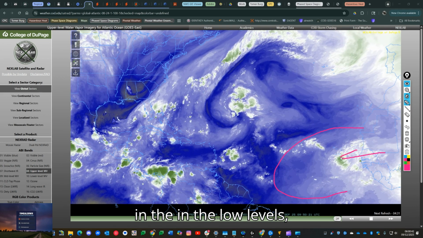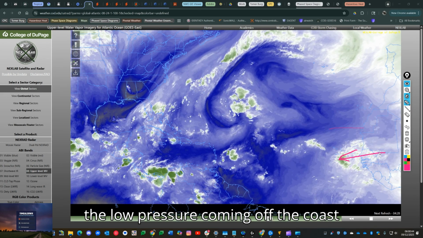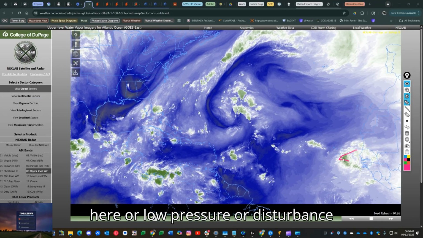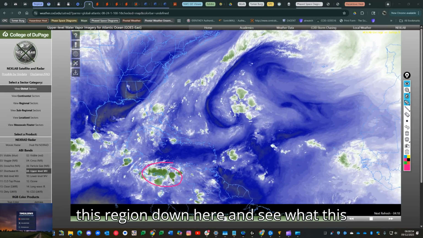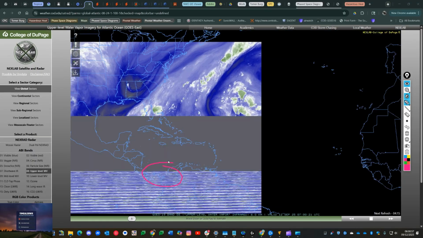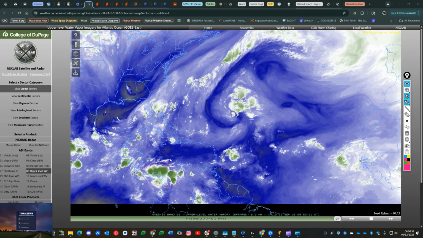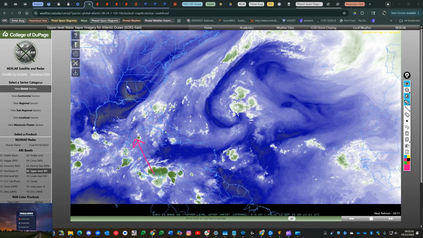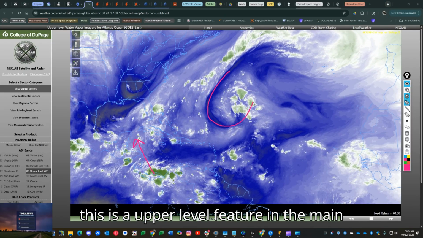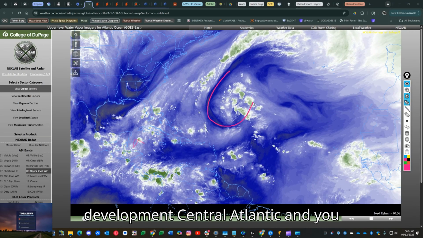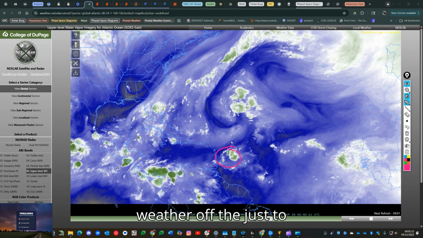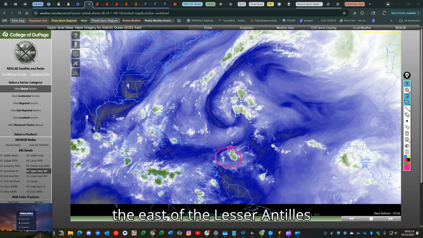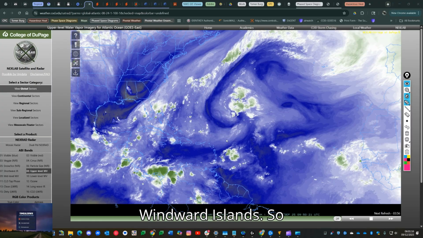In the low levels, the low pressure is coming off the coast here, or low pressure or disturbance. Really, I'm going to keep an eye on this region down here and see what this does. See if this lifts to the north or not. But this is an upper level feature in the main development, Central Atlantic, and you have this disturbed weather just to the east of the Lesser Antilles, Windward Islands.